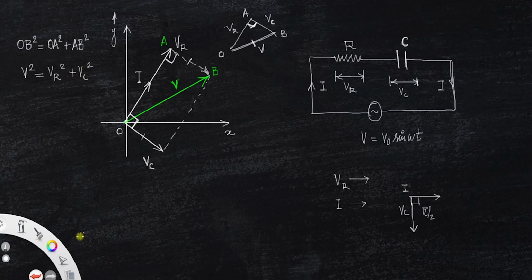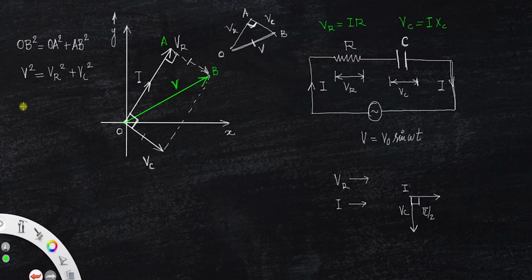Now we know, since I is the current flowing through the circuit, the voltage drop across the resistance will be IR, and the voltage drop across the capacitance will be I times XC. XC is the resistance offered by the capacitor to the flow of AC, which we call the capacitive reactance. Since the circuit is in series, the same current flows through R and C.